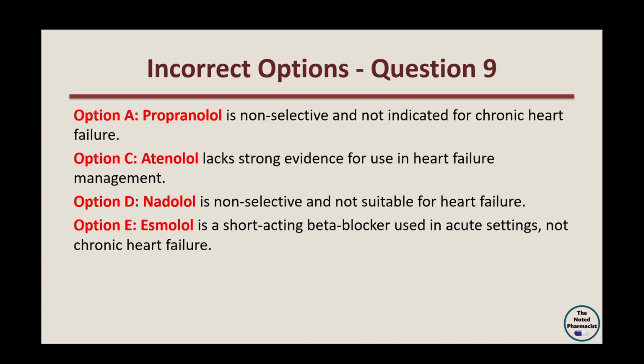Here is the explanation for incorrect options. Option A, propranolol is non-selective and not indicated for chronic heart failure. Option C, atenolol lacks strong evidence for use in heart failure management. Option D, nadolol is non-selective and not suitable for heart failure. Option E, esmolol is a short-acting beta blocker used in acute settings, not chronic heart failure.